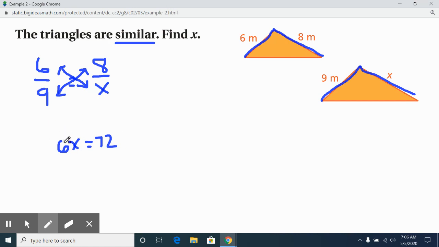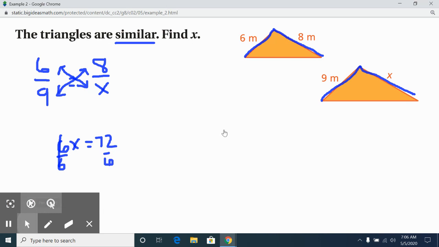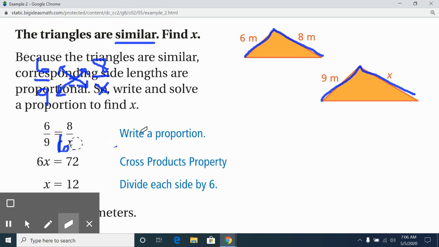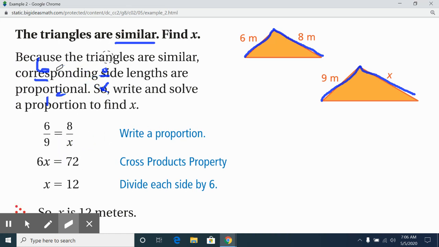And now I'm just going to solve this equation. Divide by 6 and divide by 6 to find my x value. That's the same thing that the book does. Let me erase all this. We can read this together.